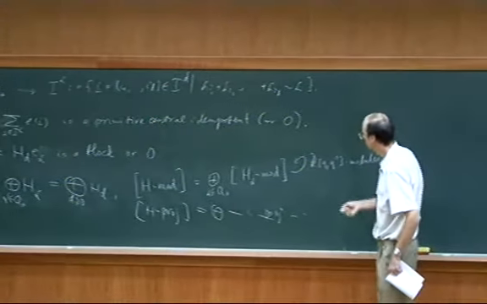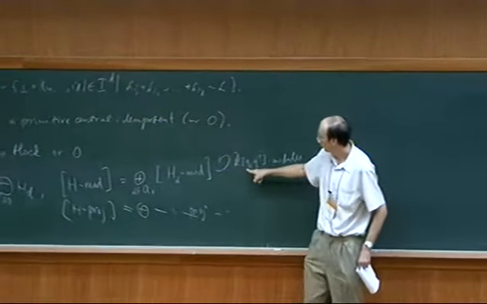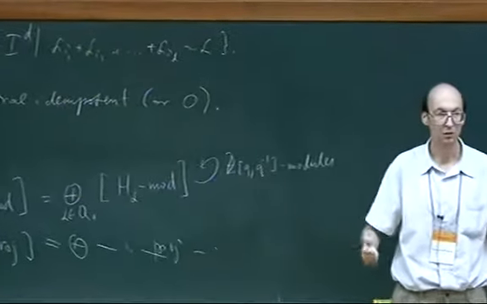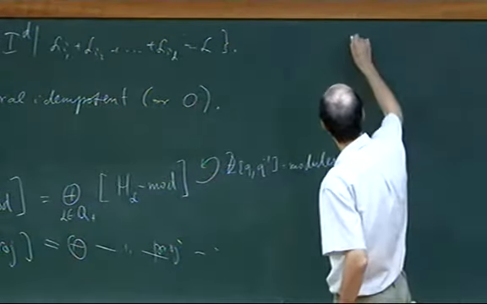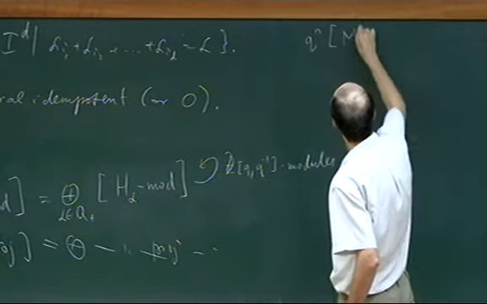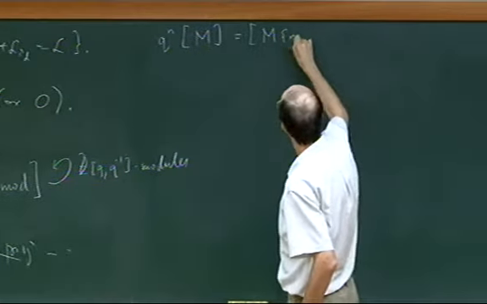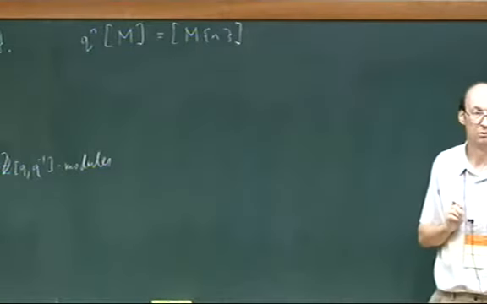Free Z[q, q inverse]-modules. It's because q corresponds to the grading shift of a module by 1 up, or q to the n is grading shift by n. So q appears as follows. If I want to multiply the class of a module by q to the n, it's the same as the class of a module with degree shifted by n. That's the role of q.